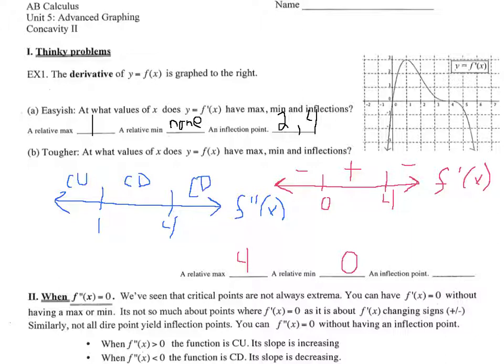So 1 and 4 are critical points, and at 1 we switch from concave up to concave down. So that means that we have an inflection point at 1, and at 4 we switch from concave down to concave down. So there is no switch. So 4 is a critical point, but it is not an inflection point.